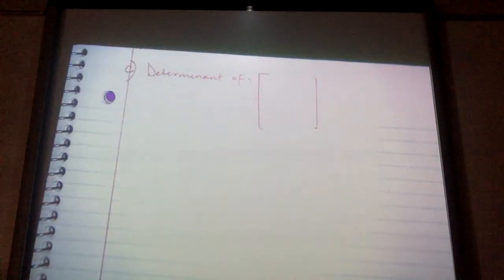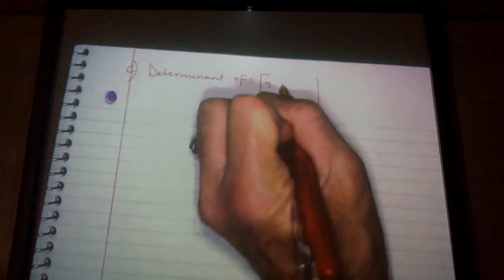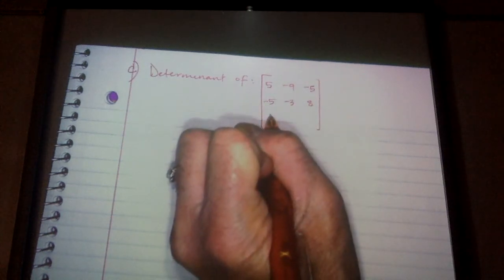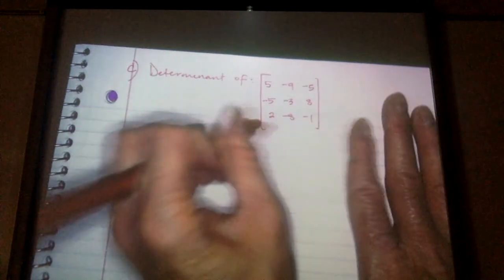So page 97, part C. It asks us to find the determinant of the following matrix. So they gave me, I don't know why I made that so large, 5, negative 9, and negative 5. Negative 5, negative 3, and 8. 2, negative 8, negative 1. I didn't need to make that as large. Okay, so here we go.